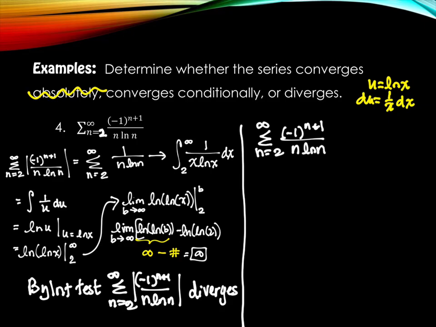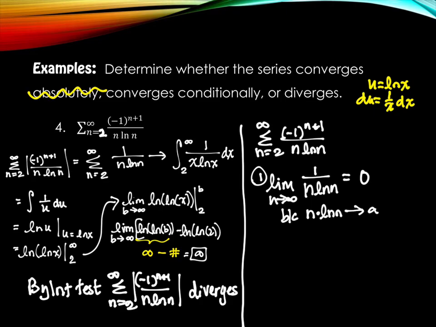All right, so condition number 1, the limit as n goes to infinity of 1 over n ln n. What happens to this denominator? The denominator gets infinitely large, so that means that the fraction would be going to 0. So this goes to 0 because n times the natural log of n is infinite. Right? That's why. The denominator is infinitely large, so the fraction will go to 0. So that's condition number 1.